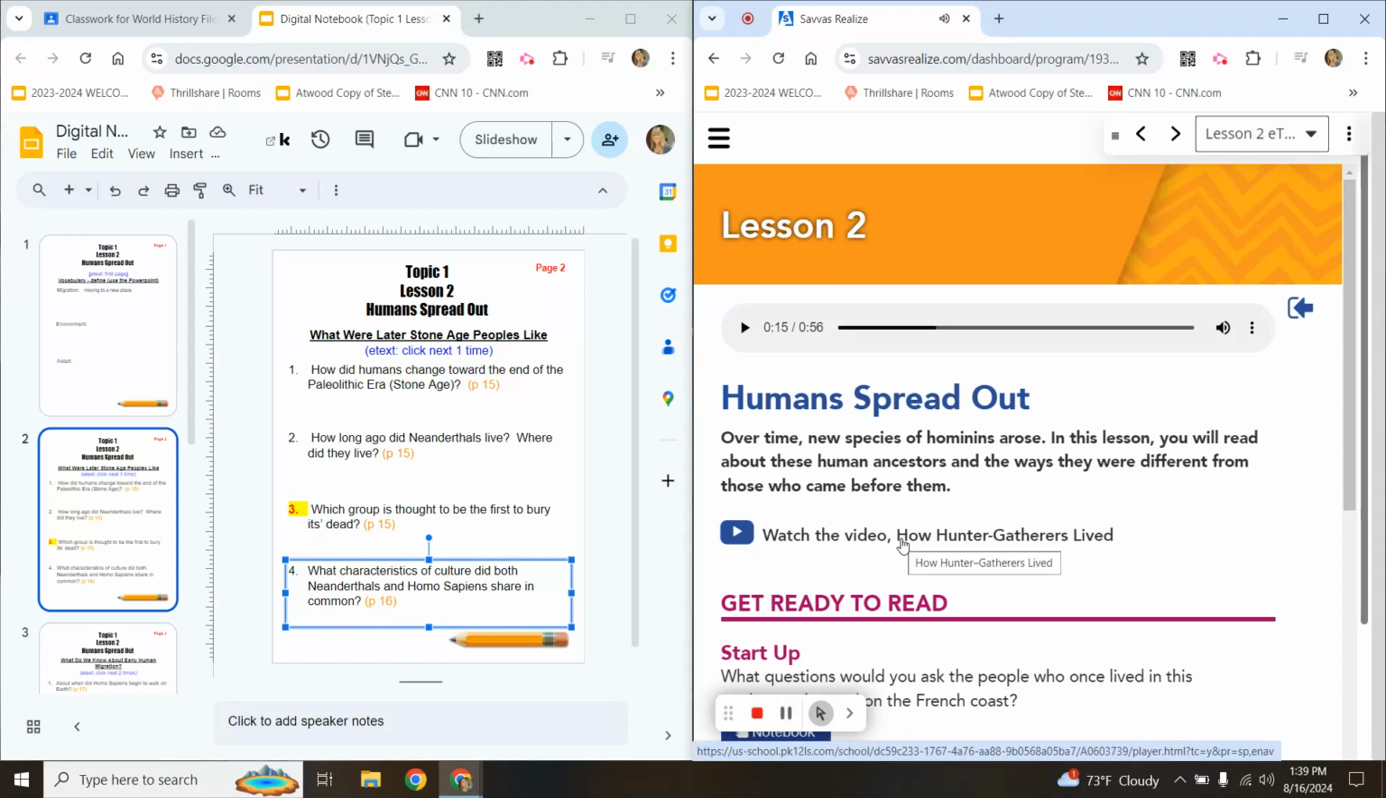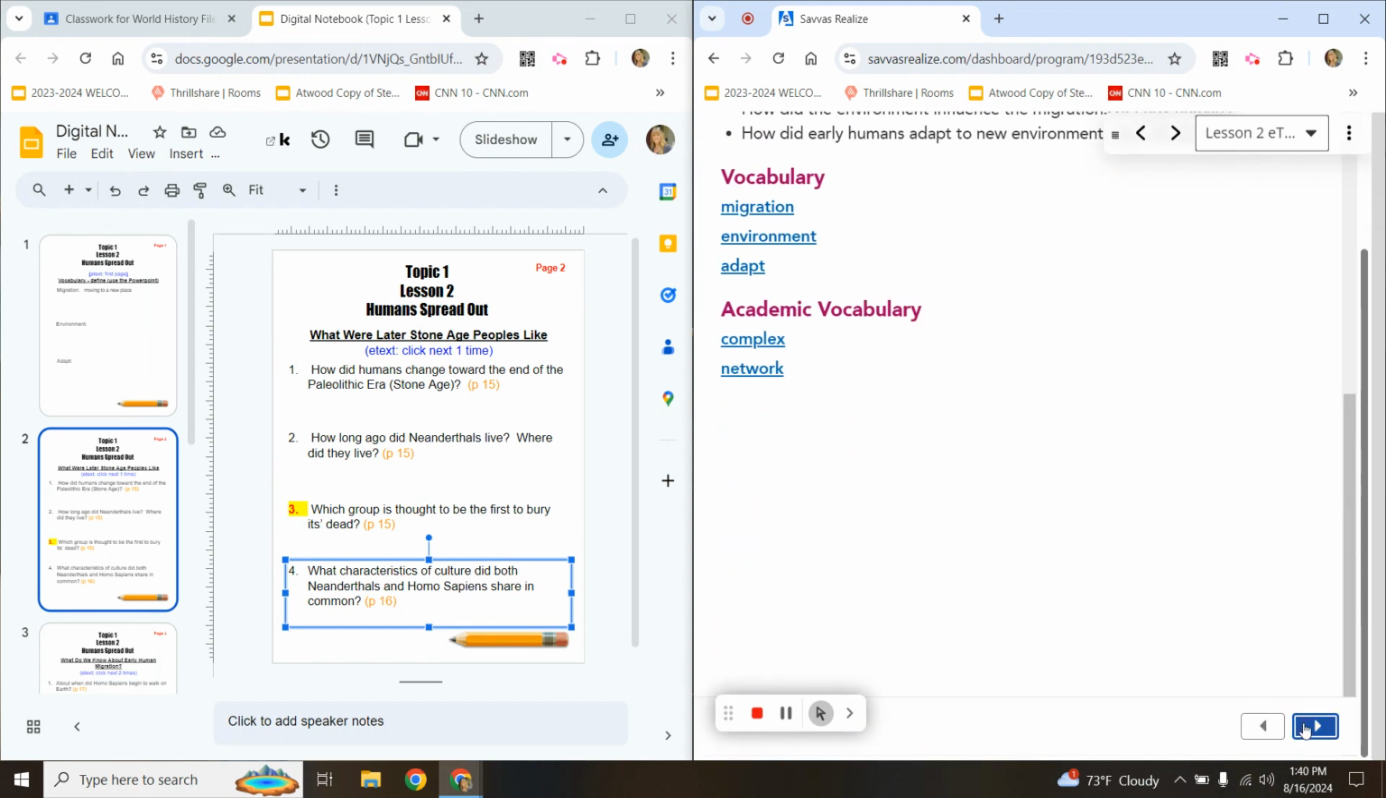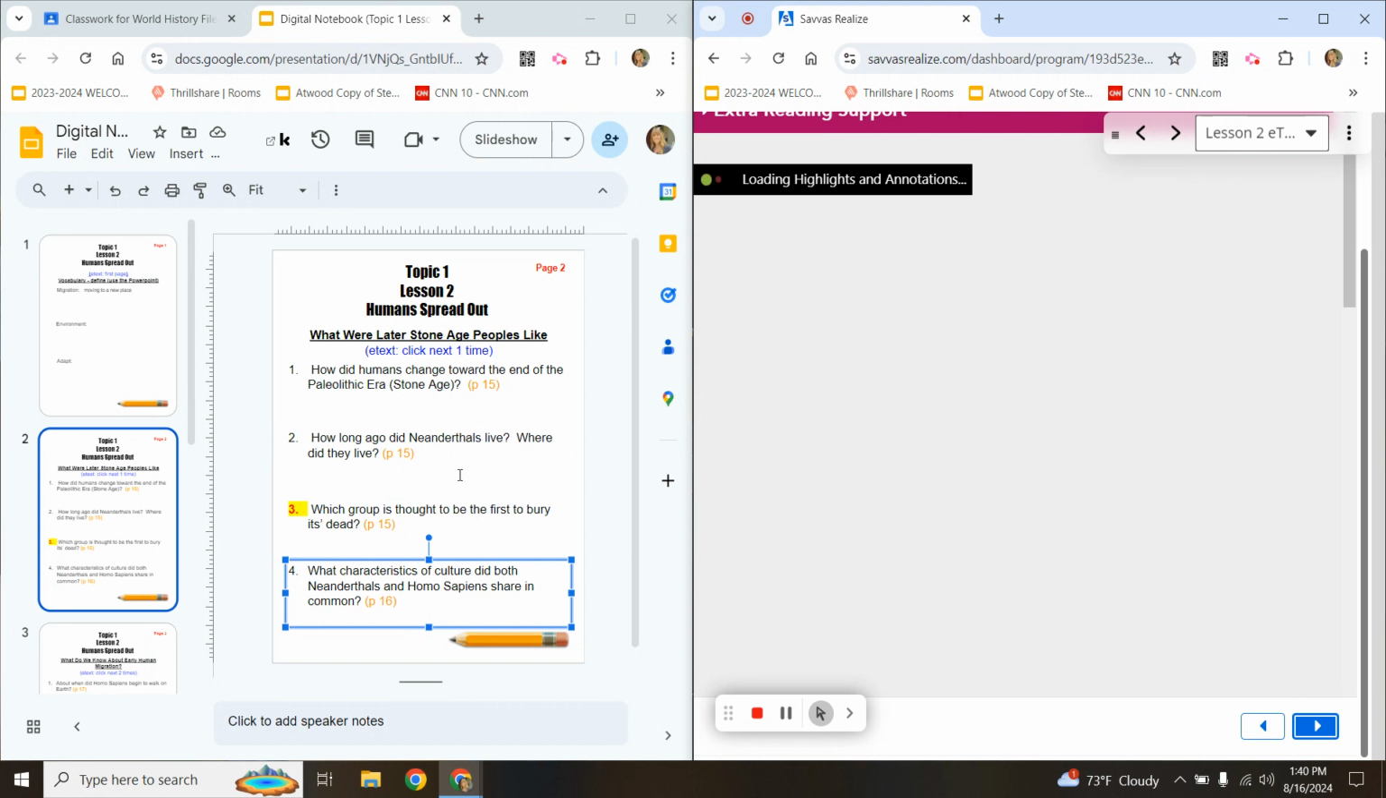We are starting on page 2 today. We are on lesson 2 of Humans Spread Out. So we are on page 2 of our digital notebook. It says right here, if you are using your e-text, click next one time. So I'm going to scroll all the way down and click that next arrow one time.